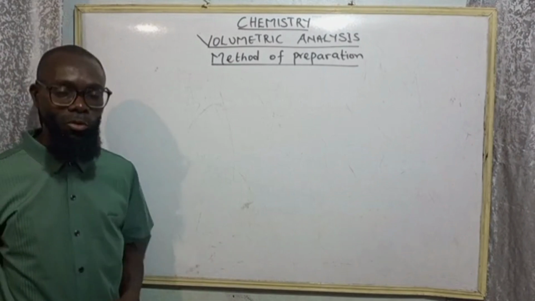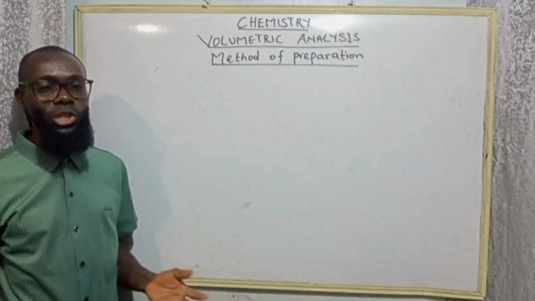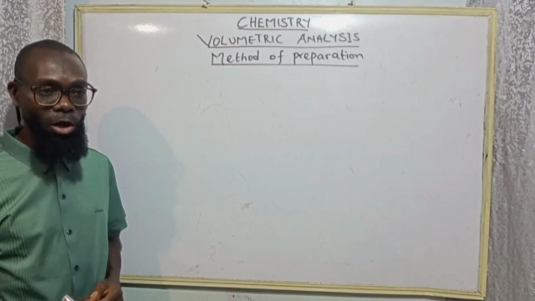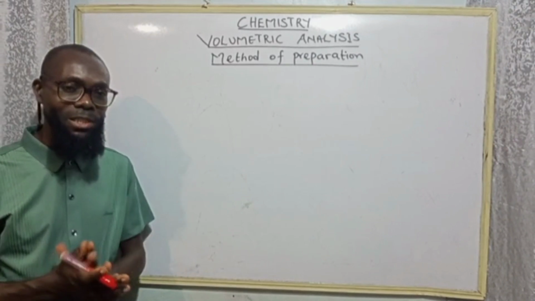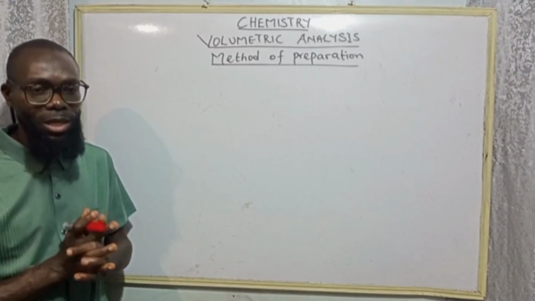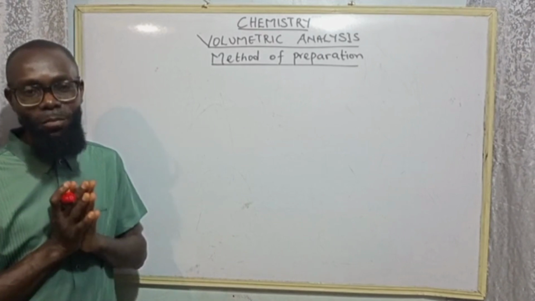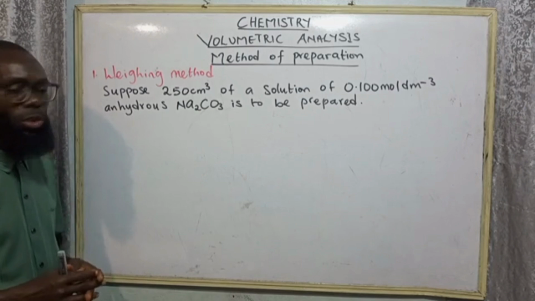Now, what are the methods of preparation of standard solution? A standard solution of a primary standard can be prepared using two methods. The first one is the weighing method, and the second one is the dilution method. Now let's look at this weighing method. The first method we're going to look into is the weighing method.